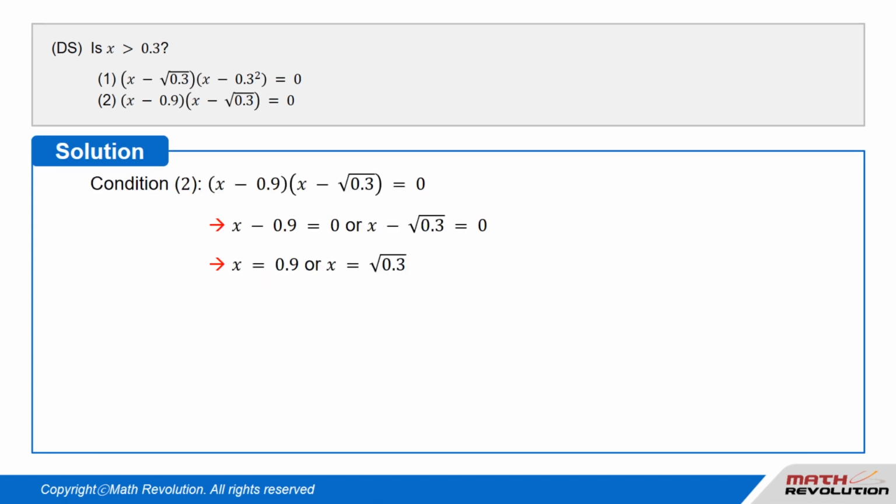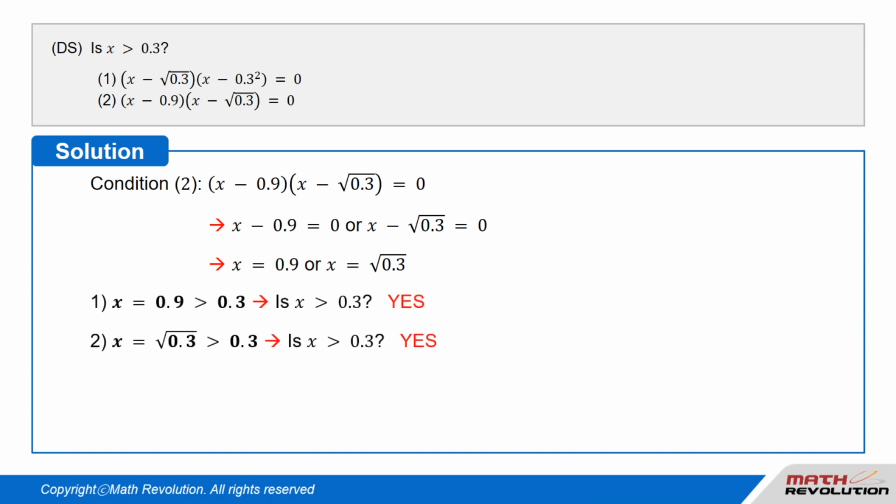Condition 2 tells us that (x − 0.9)(x − √0.3) = 0. This means that x − 0.9 = 0, or x − √0.3 = 0, which gives x = 0.9 or x = √0.3. Thus, there are two possibilities.